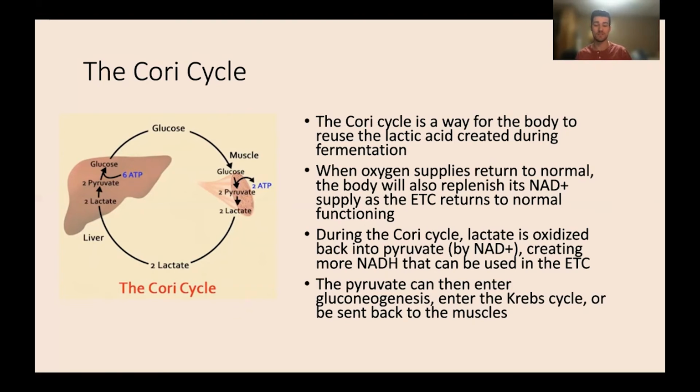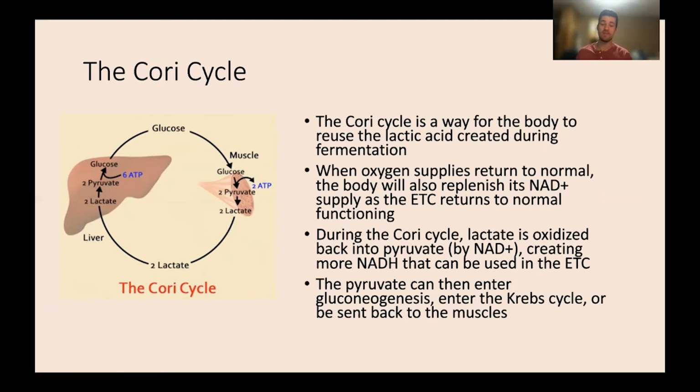As it returns to normal function, your body is trying to get rid of lactic acid, so it's going to send it to the liver, the part of your body that takes care of purification of toxins throughout your blood. So it's pretty intuitive that it would end up in the liver. During the Cori cycle, lactate is oxidized back into pyruvate. We're taking the electrons away from lactate, turning it back into pyruvate, and creating more NADH, because remember that balance between NAD+ and NADH has been restored again.